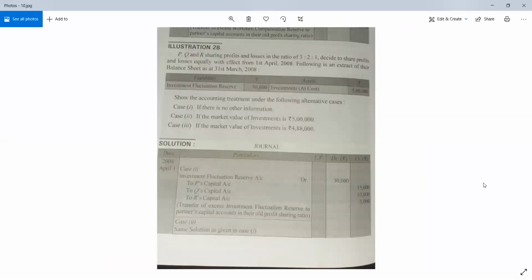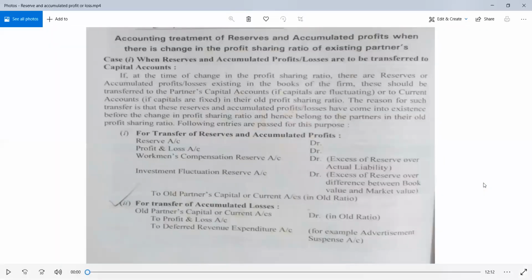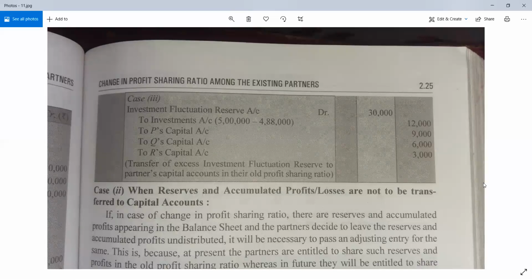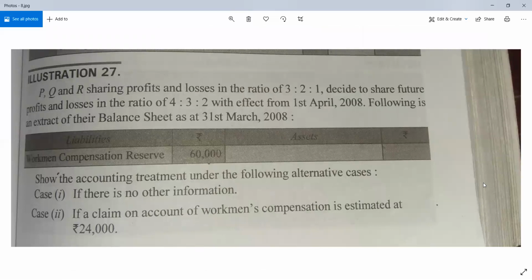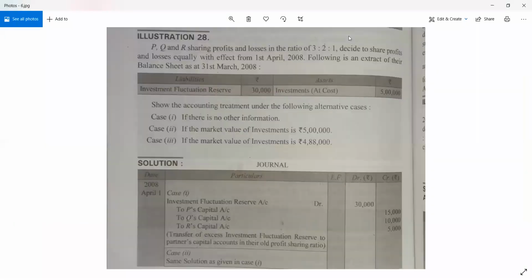Is it clear, everyone? Okay, so I will show you the next situation. Now I will give you the next two situations, taking the same example. Remember this example. I am going to share another page.